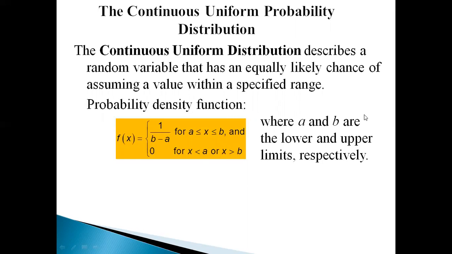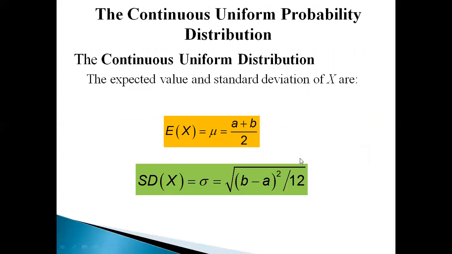Now the continuous uniform distribution describes a random variable that has an equally likely chance of assuming a value within a specified range. The probability density function is f of x equals 1 over b minus a for all x greater than or equal to a but less than or equal to b, and equals 0 for x less than a or x greater than b. So a and b are the lower and upper limits respectively.